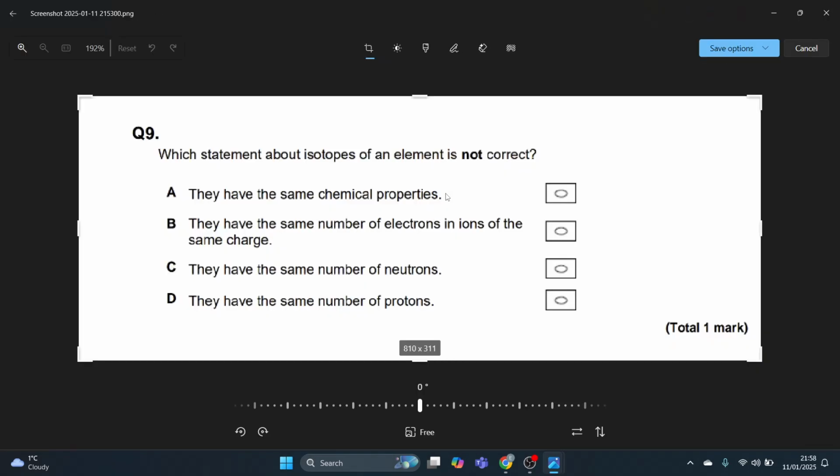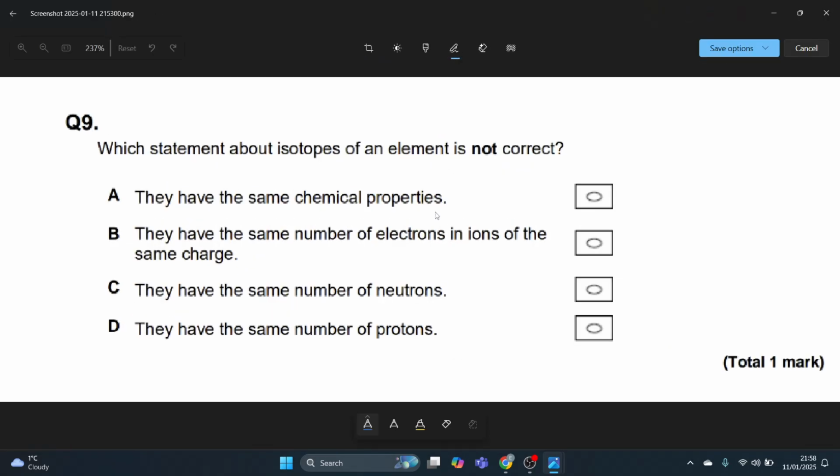Question 9. Which statement about isotopes of an element is not correct? I don't really like this. I don't know why, because sometimes in time conditions you can assume it means correct. Just cross it out and write false. Which statement about isotopes of an element is false? They have the same chemical properties. They have the same number of electrons and ions of the same charge. They have the same number of neutrons. Well, definition of isotopes, atoms of the same element with the same number of protons. That's true. Which one's false?